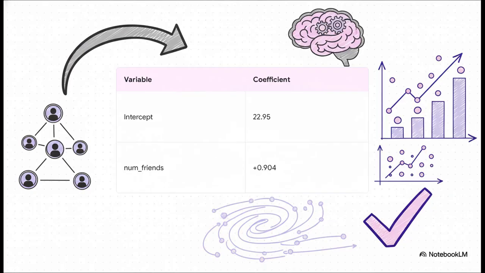Okay, check this out. Our simple model spits out two really important numbers. The intercept, that 22.95, that's kind of our starting point. It suggests that a user with 0 friends would still spend about 23 minutes on the site. But here's the juicy part, that num_friends number. That plus 0.904 means that for every single friend a user adds, our model predicts they'll spend about 0.9 extra minutes on the site each day. See, now we're not just saying they're related, we're saying how they're related.